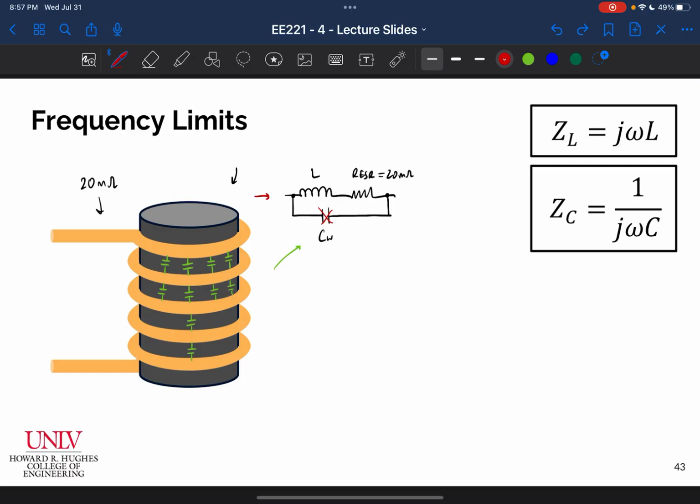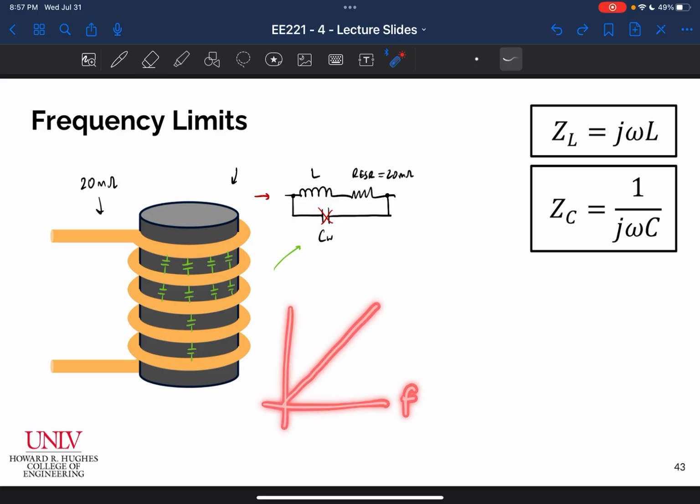The impedance of the inductor is j omega L, right? So as frequency is increasing, the impedance of my inductor is increasing as well. So that impedance of my inductor is going up. If I were to plot that against frequency, it's going up and up and up as I increase frequency.